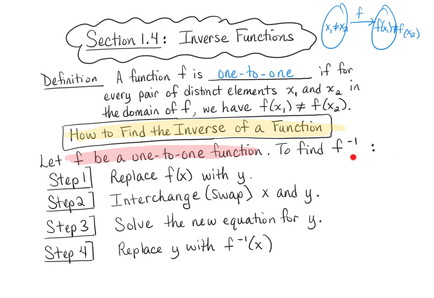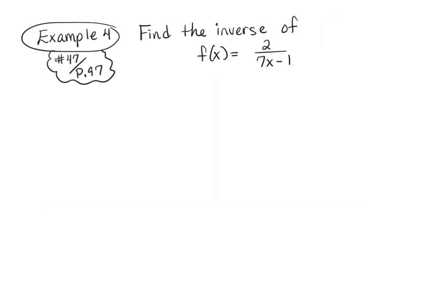To find f inverse, we replace f of x with y, interchange or swap x and y, solve the new equation for y, and then replace y with f inverse of x. Again, this is f inverse of x. So let's apply these steps to the following example. We want to find the inverse of f of x equals 2 over 7x minus 1.